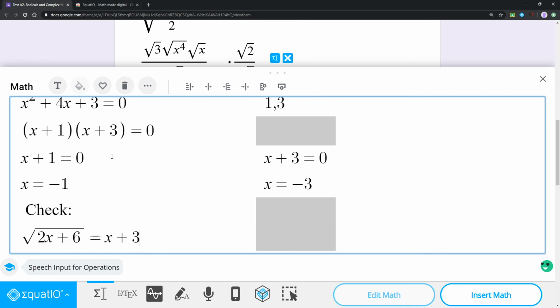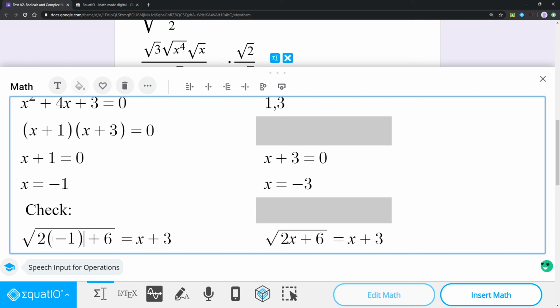So here's a check. I'm going to check both of these. Everywhere there's an x, notice I just copied and pasted those things. I'm going to plug in a -1. Everywhere there's an x over here, I'm going to plug in a -3.